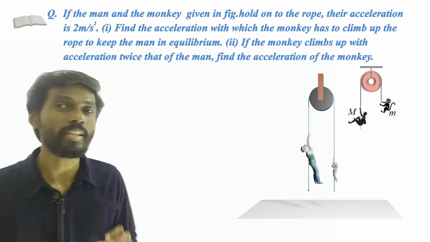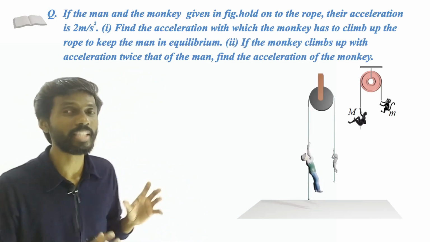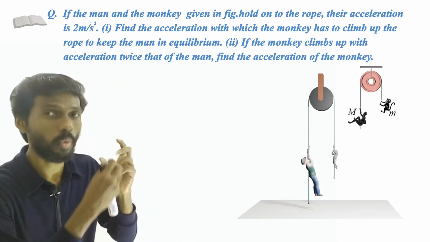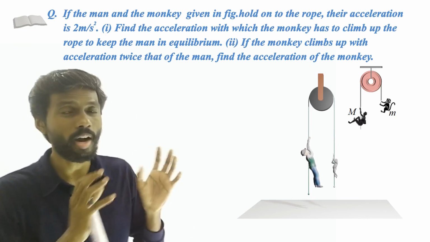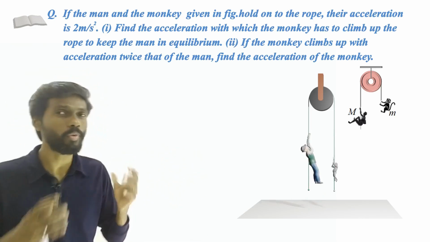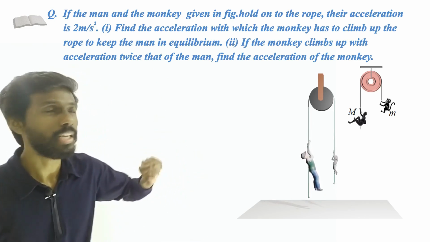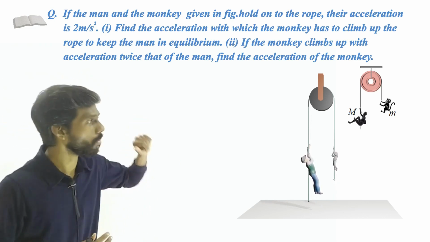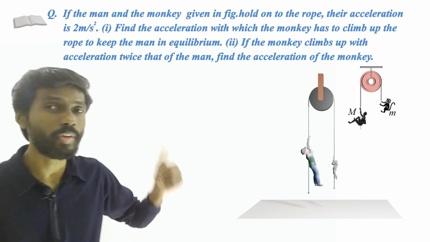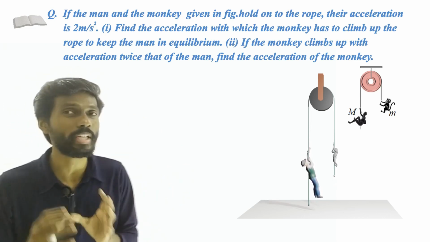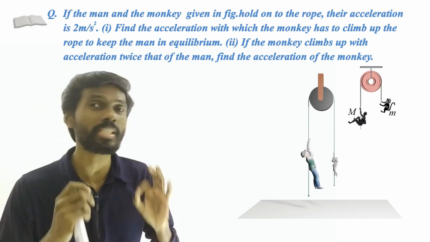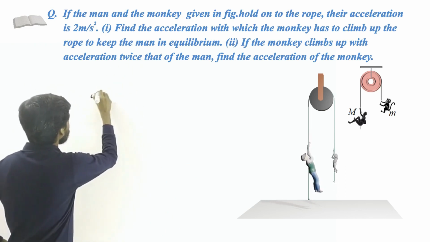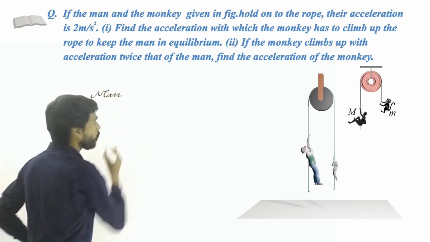In the first case, the man and monkey are moving with some acceleration, 2 meters per second square. That means they are not trying to do anything. Just because of their own weight and tension, they are moving up or down with that acceleration. One of them must be moving upwards, the other downwards. Suppose the man is moving downwards, since whichever is heavier will move downwards. So the man is moving downwards and the monkey is moving upwards with the same acceleration, 2 meters per second square. That is the first situation. In that case, what are the forces acting on the man?